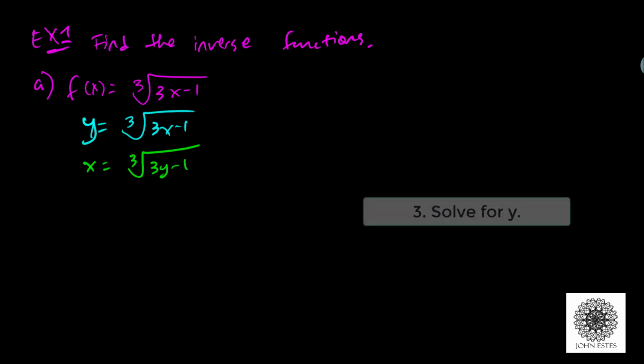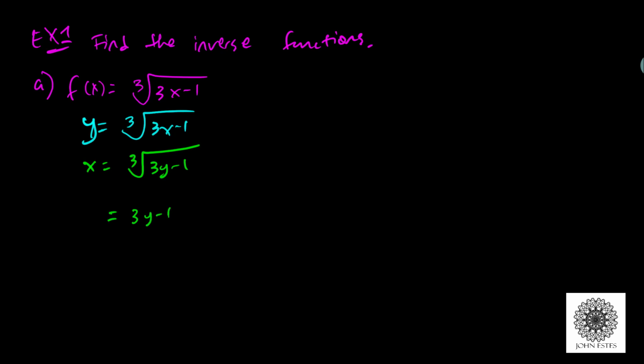Step 3 then is to solve this equation in terms of y. Okay, so we've got to get y equals. So how do I get y equals here? Well, first I'm going to cube both sides. So if I cube the cube root of 3y minus 1, I just get 3y minus 1 equals x cubed. Okay, now I can easily solve for y. I add 1 over, and finally divide by 3.